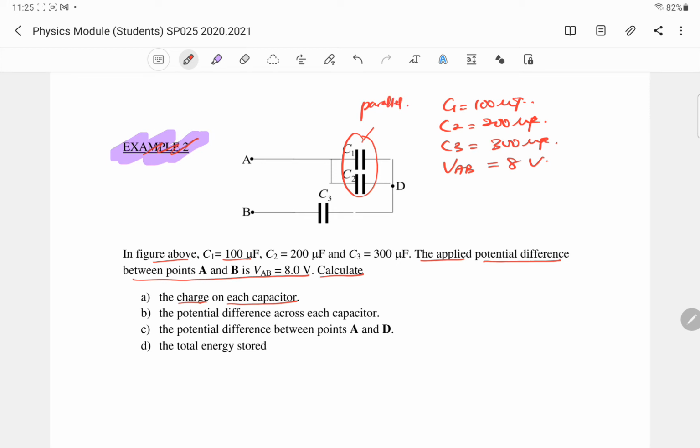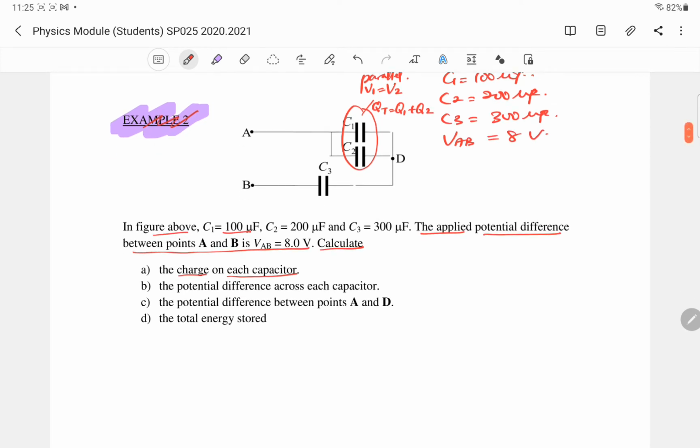Okay, bila parallel apa yang sama? Bila parallel, voltage 1 sama dengan voltage 2, tapi Q dia adalah Q total, iaitu Q1 tambah dengan Q2. Okay, so kita combinekan dulu untuk nampak dia lagi senang. Kita combinekan C1, C2, nanti kat sini kita ada C3.